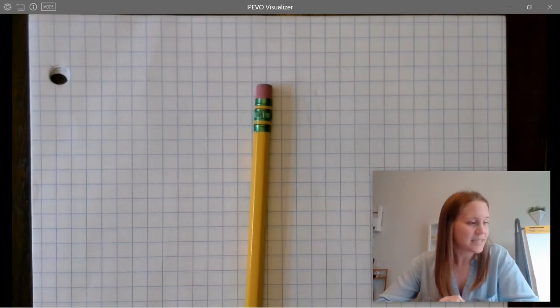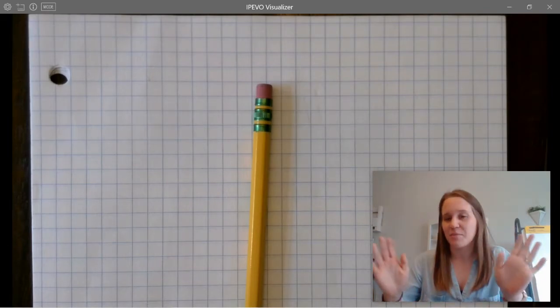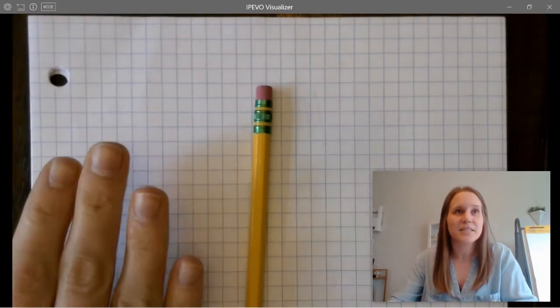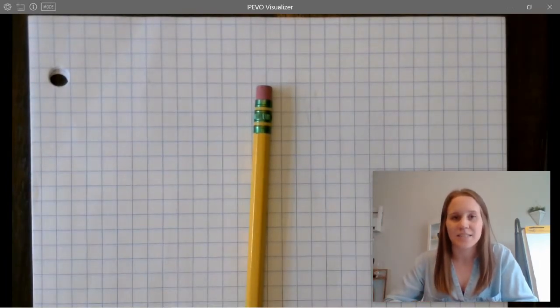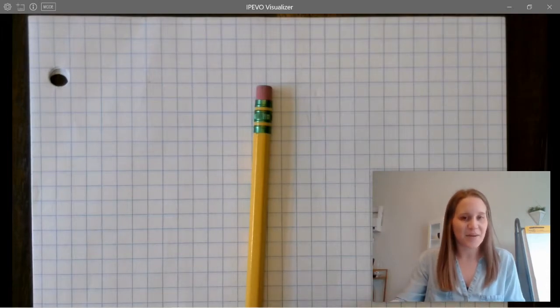It is time to set up our notes. So make sure before we dive all the way in, you have paper and a pencil and you have a space that is distraction-free and focus positive. Go ahead and grab your pencil.